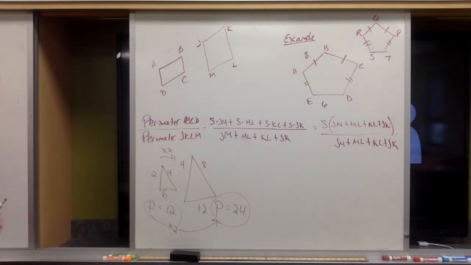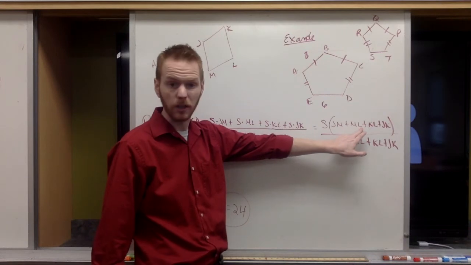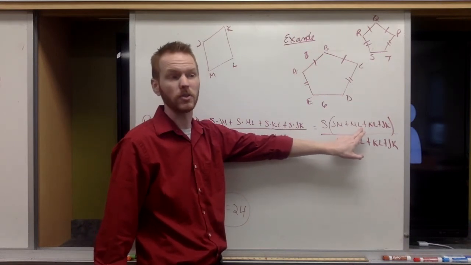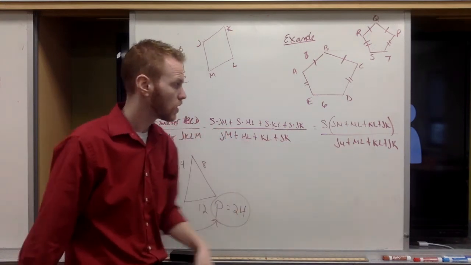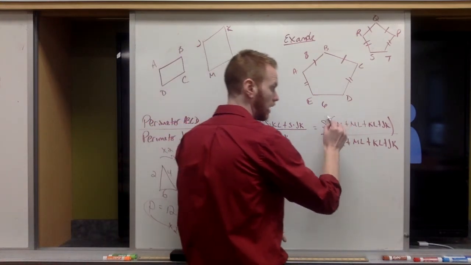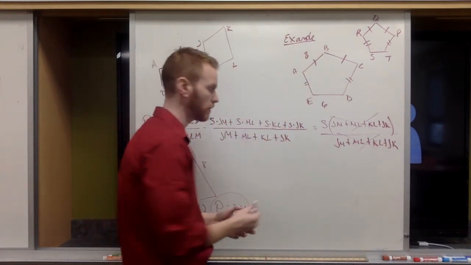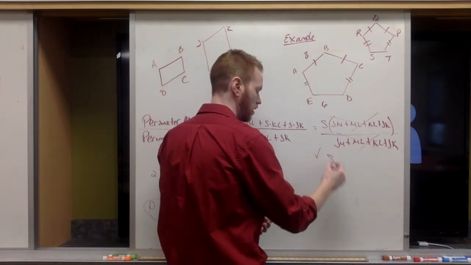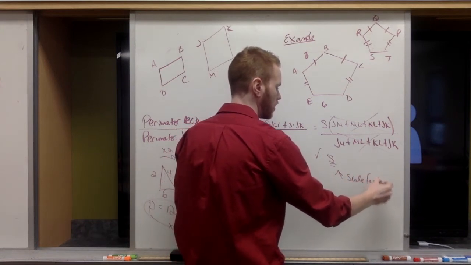Look at what happens. When I factor that scale factor out of this, I have the original side lengths, the same as this one. So then I can cancel out those values. So what am I left with? S, which is the scale factor.